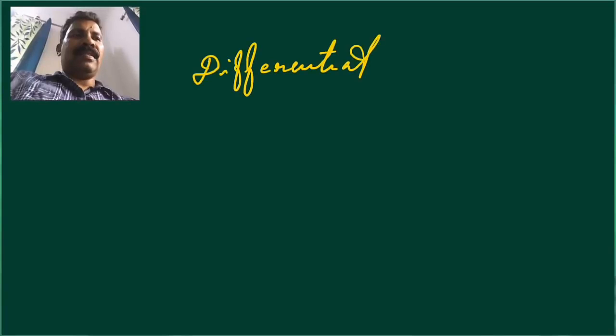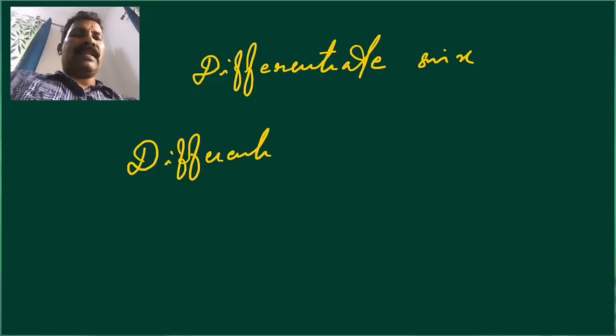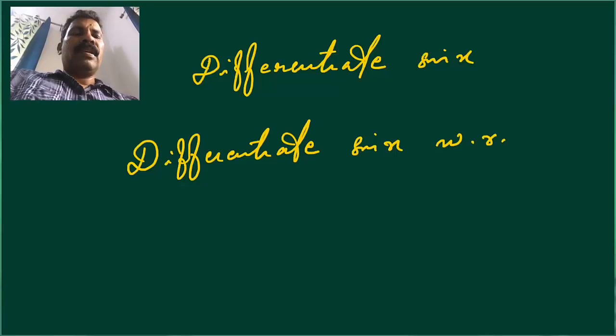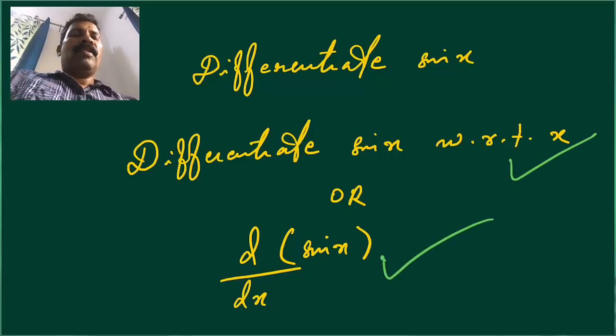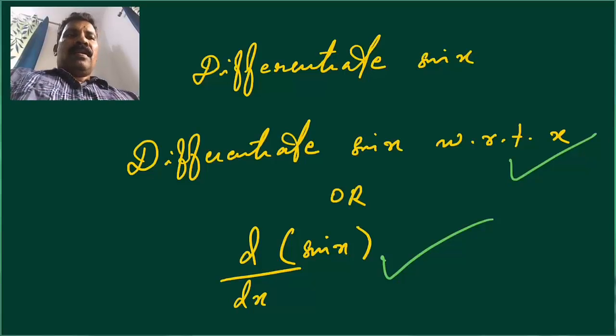Differentiate sin x has no meaning unless we say with respect to which variable we have to differentiate. So we have to write differentiate sin x with respect to x, or derivative of sin x with respect to x. These are meaningful. Differentiate sin x is meaningless. So remember this. Here comes the relevance of derivatives of composite functions. Let us see what we mean by the derivative of a composite function.